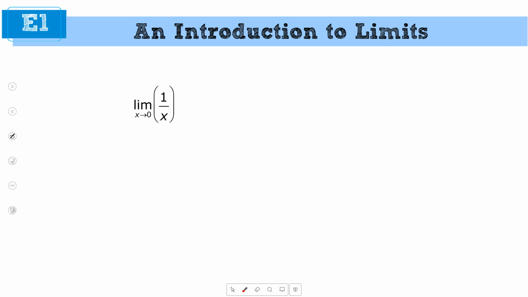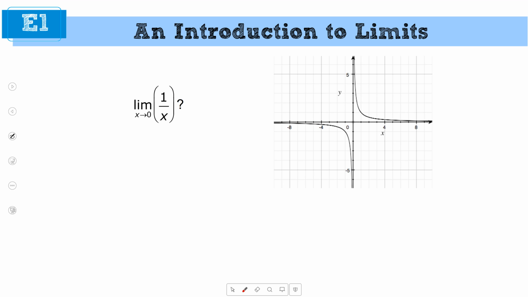What about this guy? Hopefully, you know what that function looks like, do you? If not, bust out your calculator and graph it. That is one of our mother functions. It looks like that. We hinted at this a little bit yesterday. What happens when I approach 0 for that function? What's the y value?